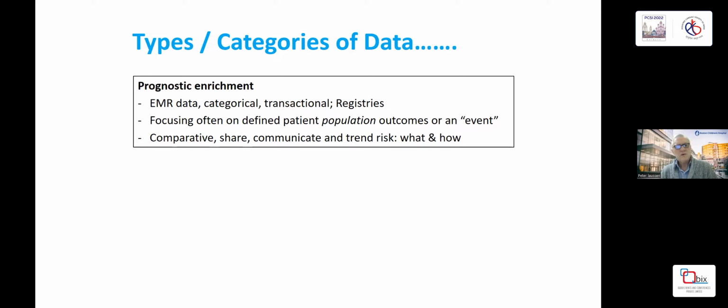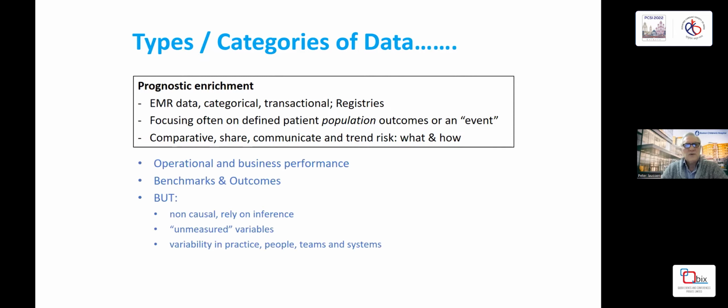But it's important to understand that it's comparative data. It enables us to share for sure, and we can communicate and trend risks. In other words, we can understand the what and the how, but there are limitations. So while we use it often for operational purposes and business performance within our systems, we use it for benchmarks and establishing outcomes, it doesn't allow us to determine cause. And often we rely on inference.